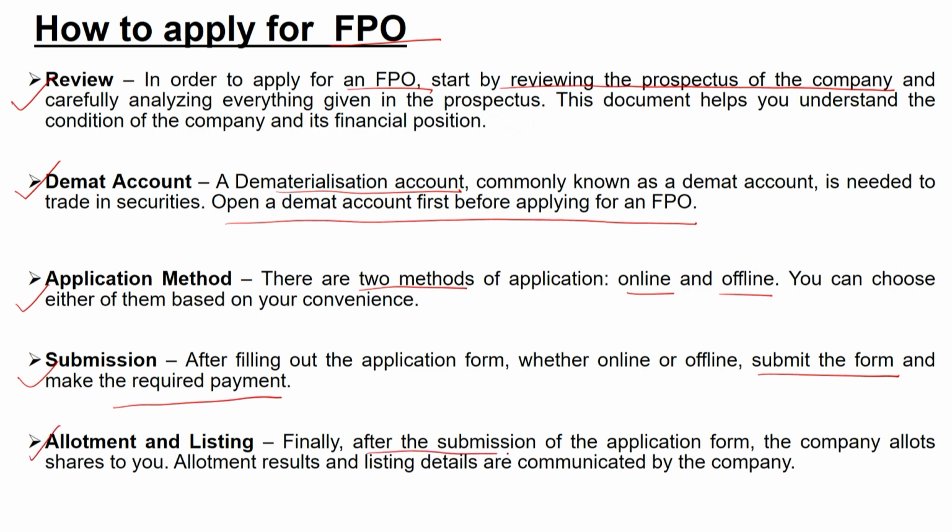Finally, after the submission of the application form, the company takes into consideration what volume of applications they have received, and on the basis of the applications, the subscription of the shares is done, and finally the allotment takes place. Allotment results and listing details are communicated by the company to the investor. All this procedure takes place with the help of the clearing corporation.